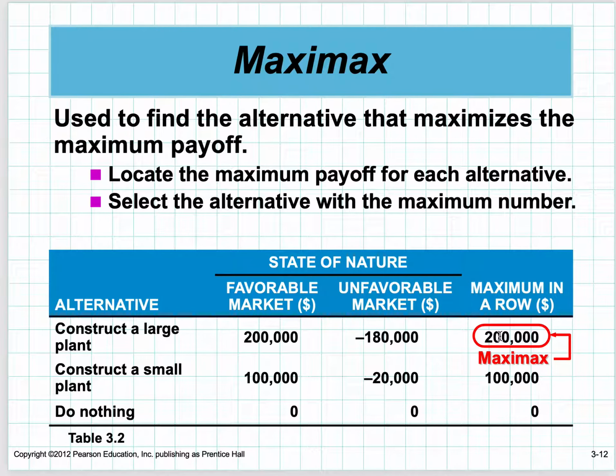Maximax. This is what a risk taker will do. He looks at all the numbers here and picks the biggest payoff and says, let's do that. I want to make the most money. So in each row, you take the max. So the max between 200 and minus 180 is 200. We have 100 and minus 20. The max there is 100. And then you take the max of 0 and 0, which is 0. And then you take the max of the max. So you get 200. So really it says maximax, but it means that you're picking the largest number on the table. And you're going with that.